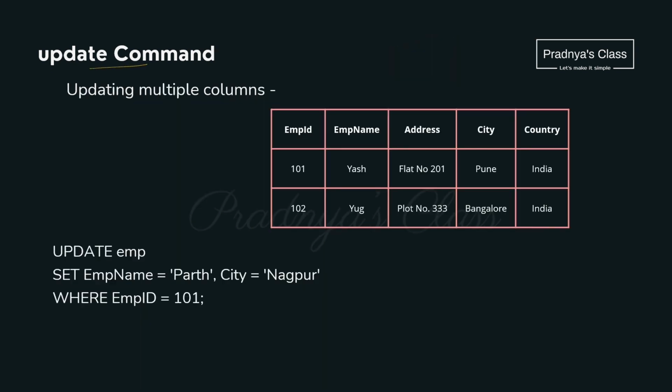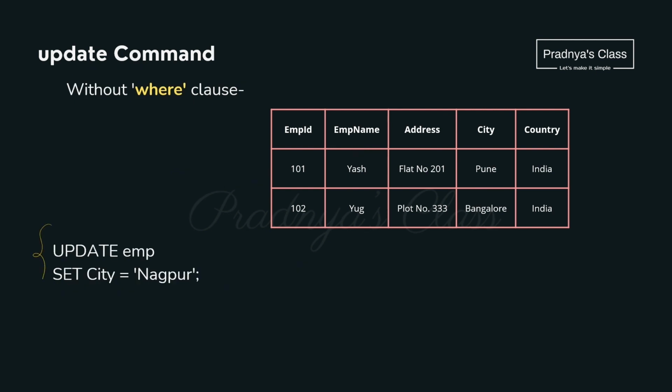With the update command, we can update multiple columns also. In that case, you need to mention the list of the columns along with values separated by comma. In this example, we are trying to update the name as well as city for the employee ID 101. So after execution of this command, name and city will get updated. Now let's look at one example without the where clause. Update employee set city equals to Nagpur. In this case, all the records will get updated and the value will get set as the mentioned one.